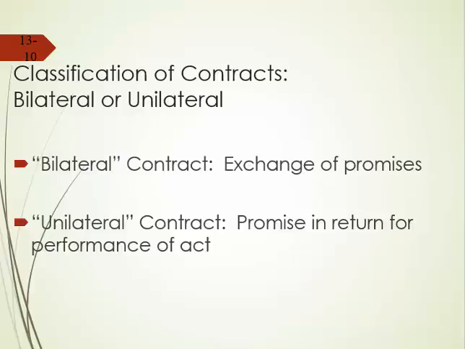Or you can have a unilateral contract, which is a promise in return for performance of a particular act. So the best example of a unilateral contract is a reward poster. So I want you to find my dog Fluffy. If someone returns my dog Fluffy, I will pay them $25,000.